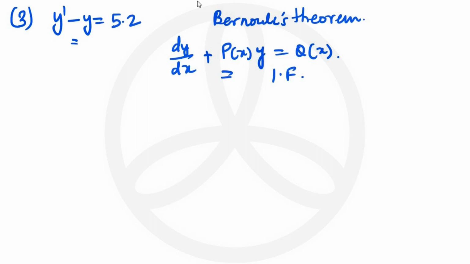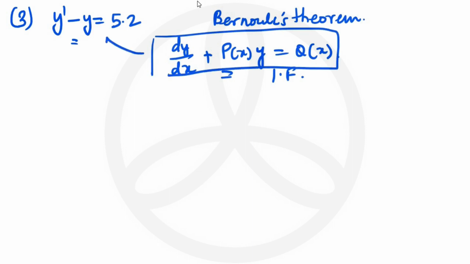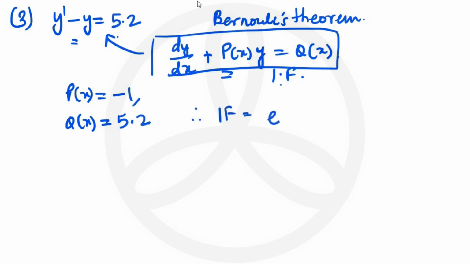First of all, we need to find out p(x) after comparing this equation with this one. And p(x) is not a variable, it is a constant of -1. And q(x) is also not a variable, it is a constant 5.2. Therefore, the integrating factor will be e to the power integration of p(x), which is -1, and this will be nothing but e to the power -x.